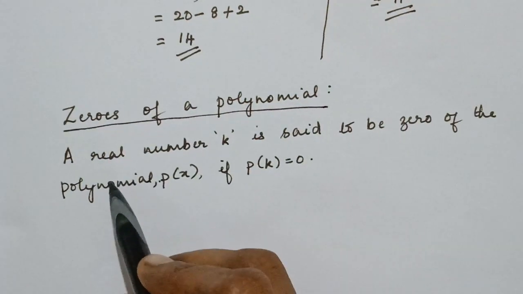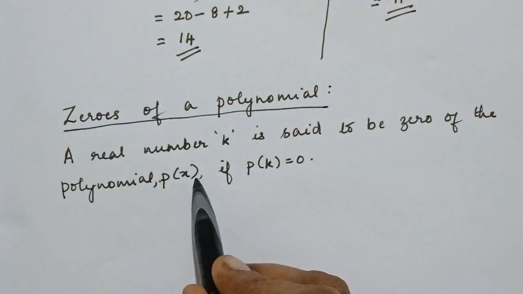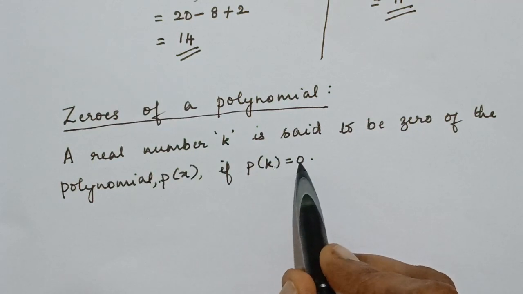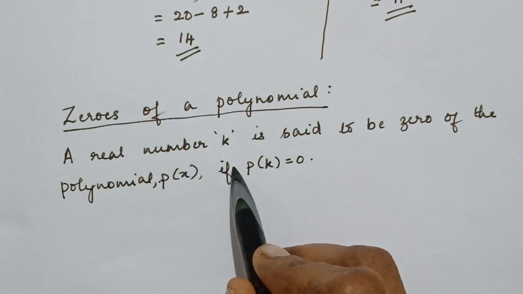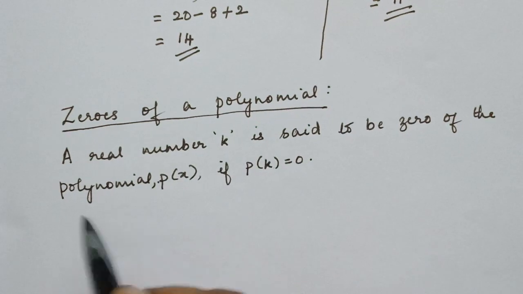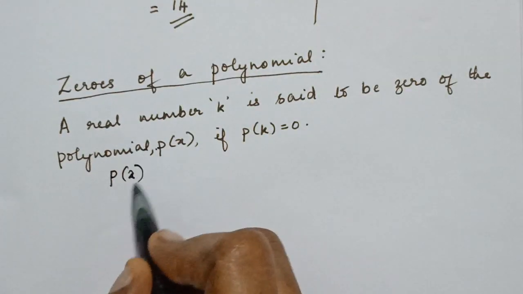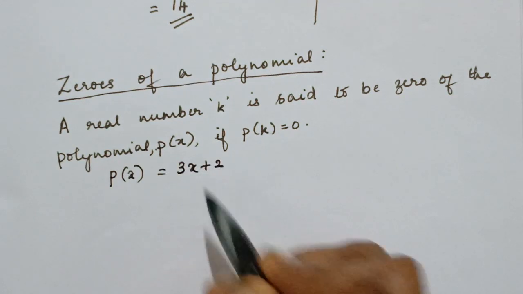A real number k is said to be a zero of the polynomial p of x if p of k equal to 0. This portion also we studied last year. We will see an example. Suppose p of x is equal to 3x plus 2.